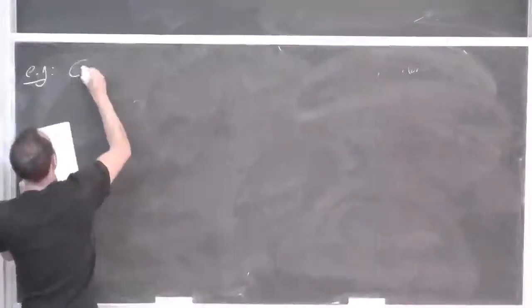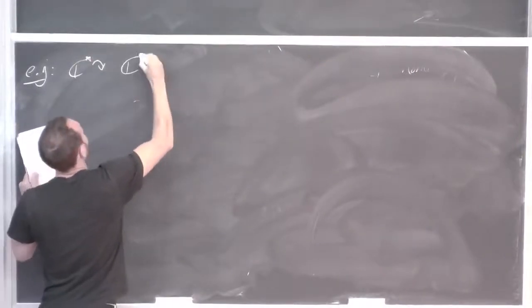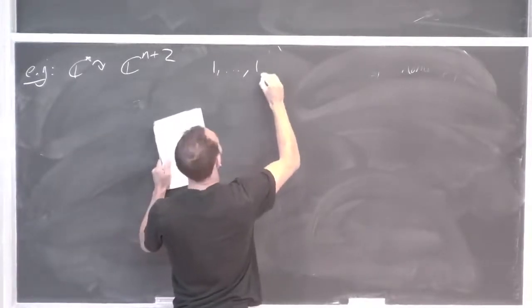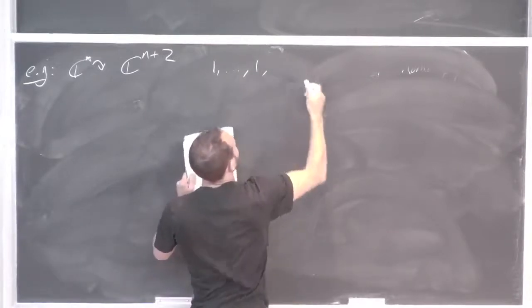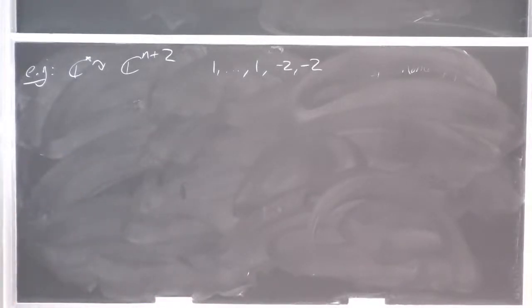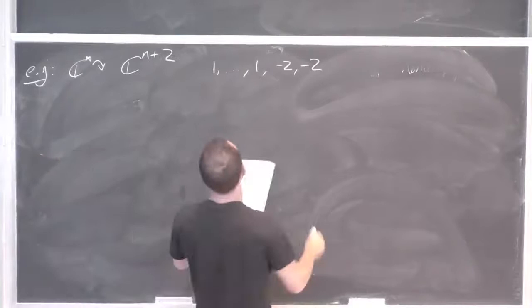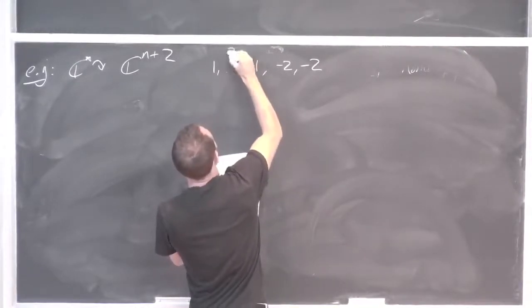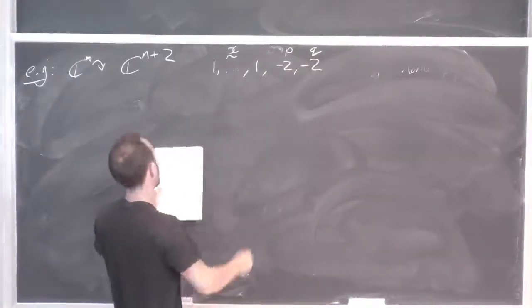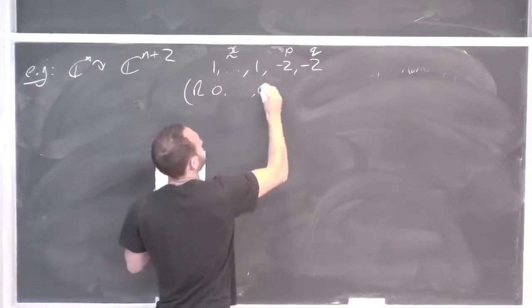Fortunately, we can do that using an example of the form we've already seen loads of times. What if I let C star act on C^(n+2) with a bunch of weights 1 and then 2 negative weights? Now I'm going to make my negative weights be minus 2 and minus 2. So this is similar to examples I did before, but before I just did 1, 1, 1, 1, 1, and then minus 1, minus 1, minus 1, minus 1, right? So this is not quite the same, but it looks pretty similar. Let me give these variables names. So the first positive variables are going to be called x. The last two variables are going to be called p and q. And if you care, the R charges are 0, 0, 0, 0, 2, 2.